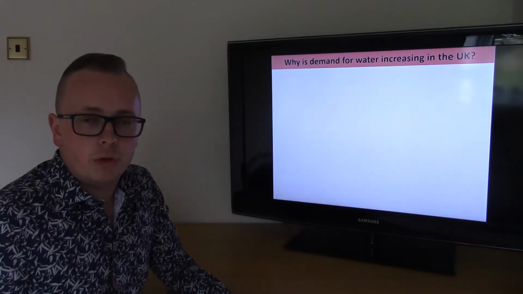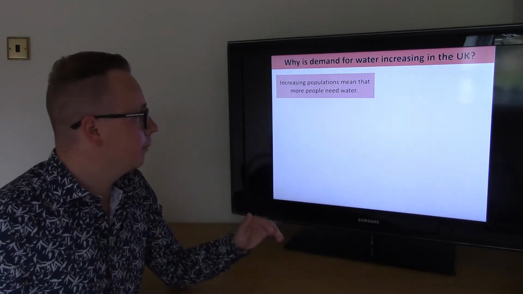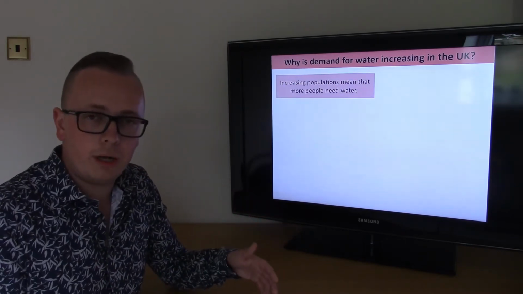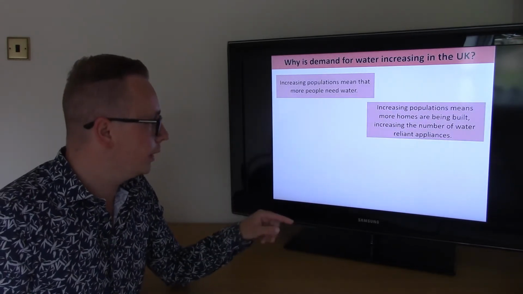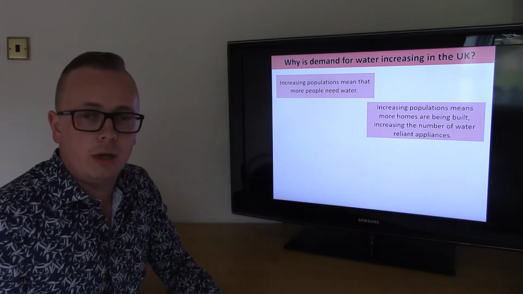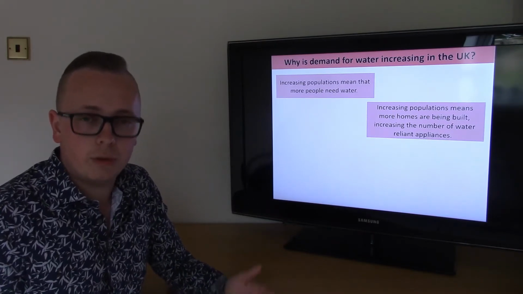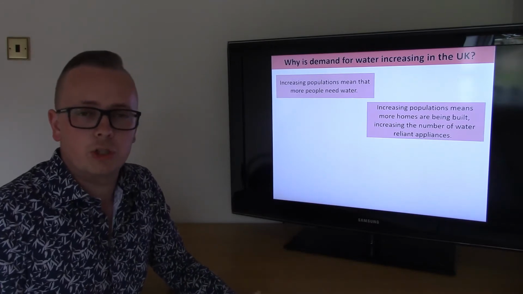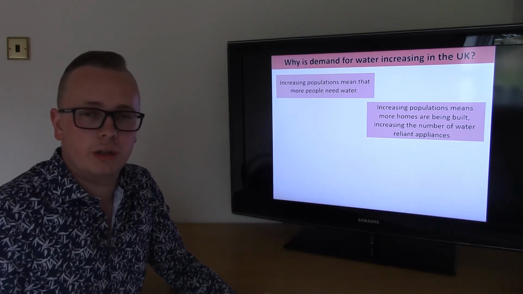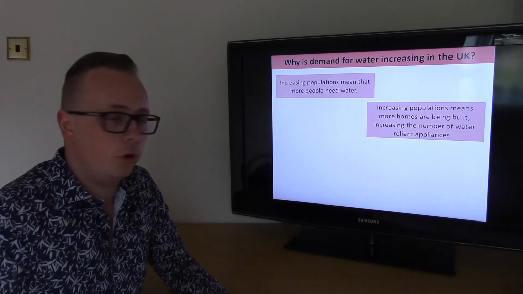The demand for water in the UK is also increasing. The main reason for that is that we've got an increase in population. Of course, the more people there are, the more water is needed. But an increase in population also means we're going to need more homes to be built, and homes have lots of water reliant appliances, so the more houses are built, the more water appliances are needed. And we're also seeing an increasing number of people living by themselves in single occupancy homes, so there's a lot of homes and appliances for a small number of people.